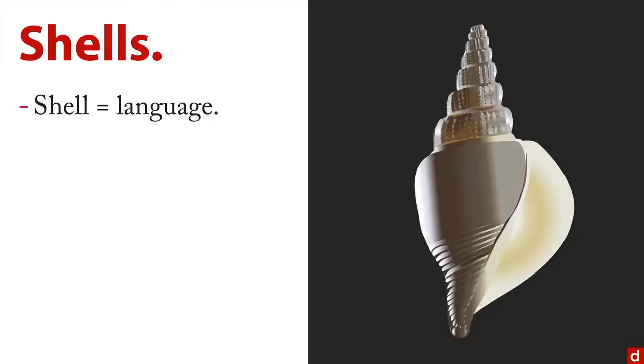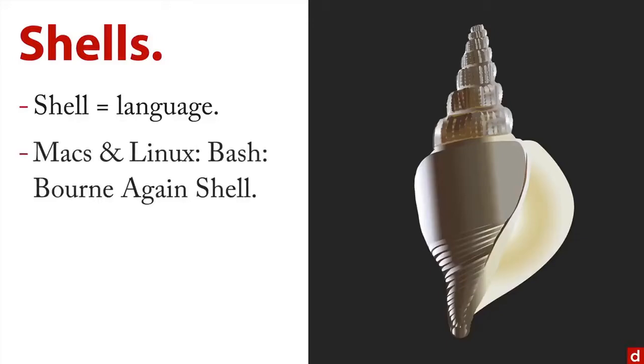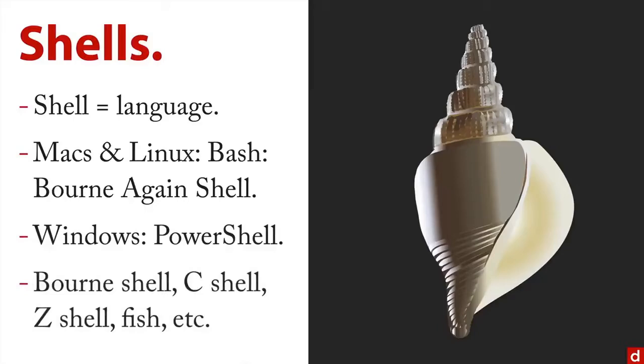On Mac computers and Linux, the most common is Bash, which is short for Born Again Shell. On Windows computers, the most common version is PowerShell. But whatever you do, there actually are a lot of choices. There's the Bourne shell, there's the C shell, which is why I have a C shell right here, the Z shell, there's Fish for friendly interactive shell, and a whole bunch of other choices. But Bash is the most common on Mac and Linux, and PowerShell is the most common on Windows as a method of interacting with the computer at the command line level.